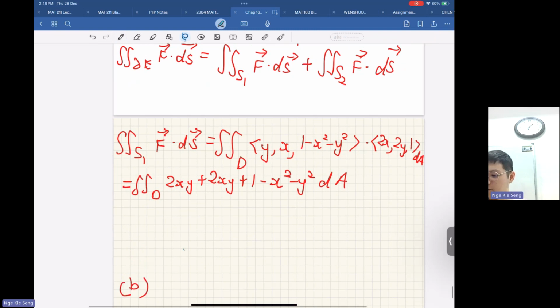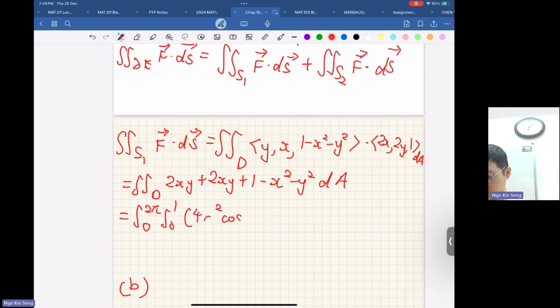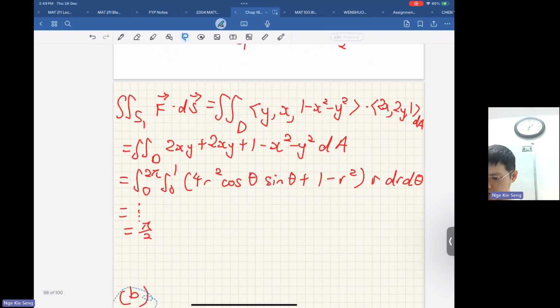So you see, everything is in terms of x and y. So we need to change variable. Okay, we have to change variable. The disk. If we change variable, we go into this case here. Once we change variable from rectangular to polar coordinates, we need to multiply by a Jacobian, which is r. So if you compute all these, you should get pi over 2. Okay, so this is for x1.